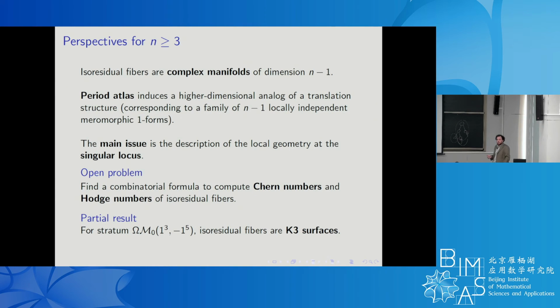And in this case, the singular locus of this geometric structure is no longer isolated points, zeros and poles, but rather a more complicated locus that we hope to describe combinatorially, and we hope to be soon able to compute the main discrete invariants of these fibers in terms of the combinatorial data that define the stratum. So just like we were able to compute the genus of isoresidual fibers when they are curves in terms of the degrees of the zeros and poles of the stratum, we expect that we can compute Chern and Hodge numbers of these fibers, again, in terms of the degrees of zeros and poles defining the stratum.